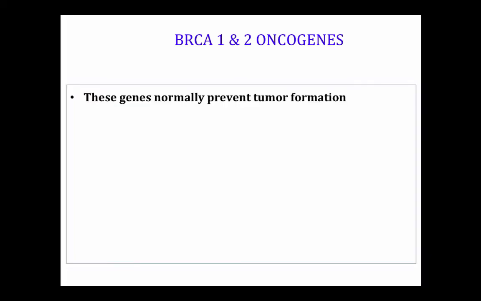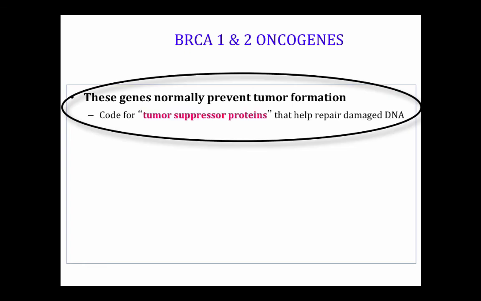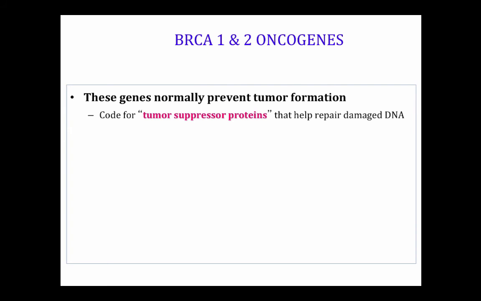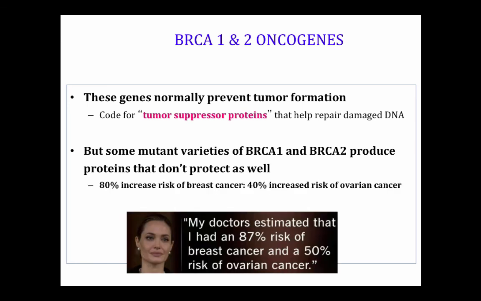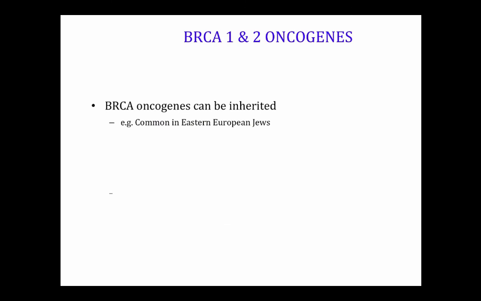What most people don't understand is that the BRCA1 and 2 genes code for tumor suppressor proteins. They code for proteins that help repair damaged DNA. They are related to suppressing tumor growth. But sometimes mutant varieties of these two genes produce proteins that don't protect as well. And they lead to an 80% increase in risk of breast cancer, and a 40% increased risk of ovarian cancer. These genes can be inherited. They appear to be more common in Eastern European Jews.